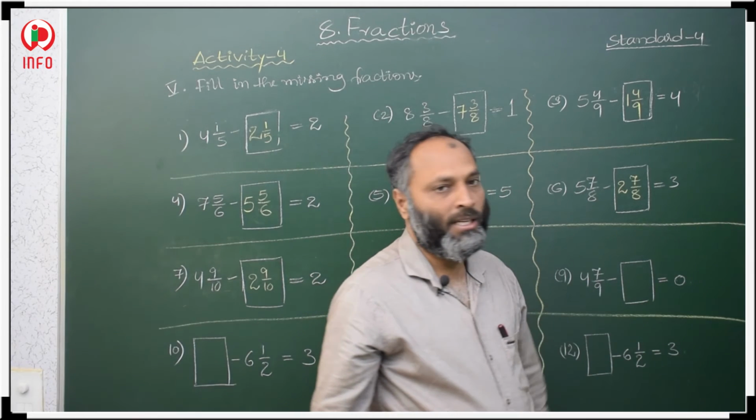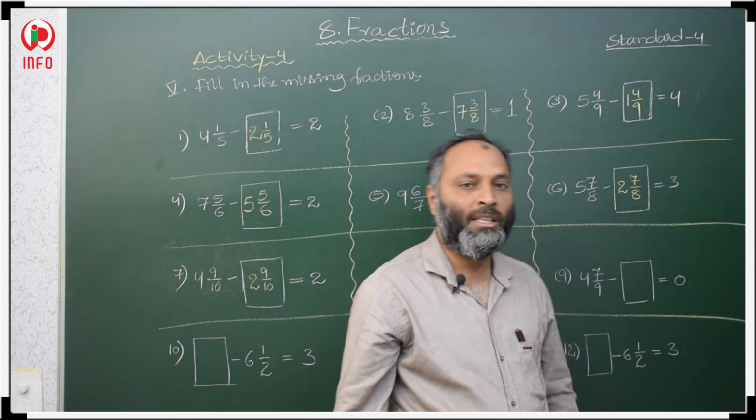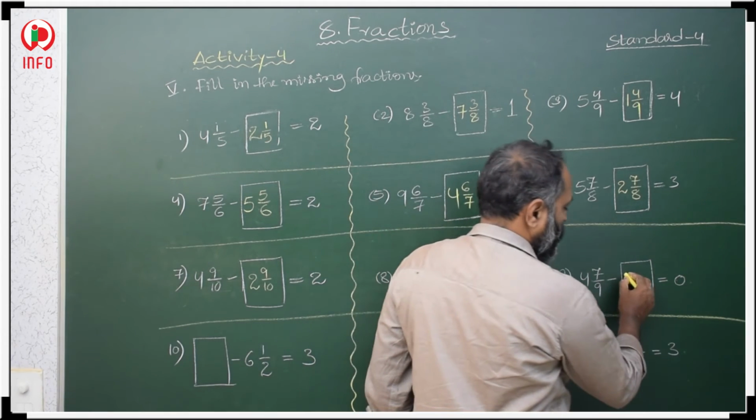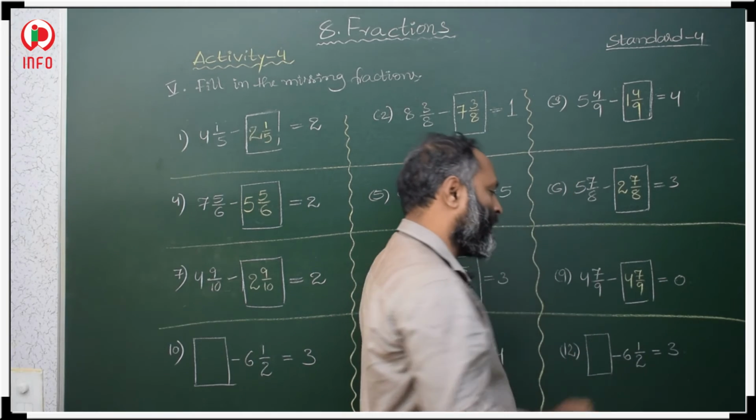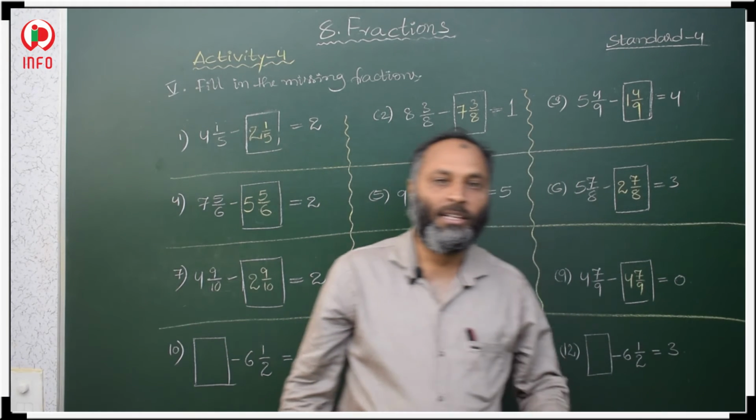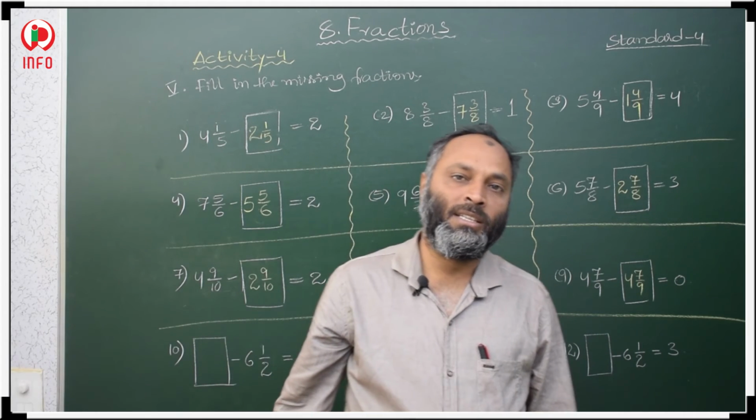Here 0 is the answer. So when will you get 0? If same fraction minus same fraction, then you will get the answer 0. Same means, for example, 4 7 by 9. 4 7 by 9 minus 4 7 by 9 is 0. Same fraction minus same fraction, then the answer is 0.